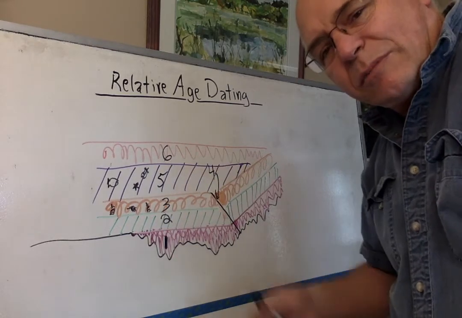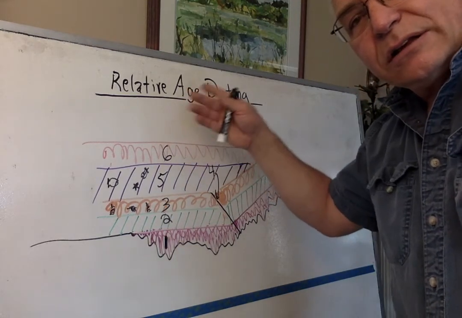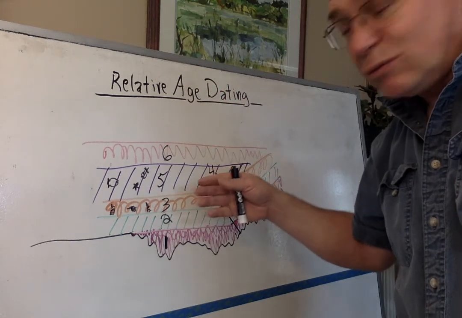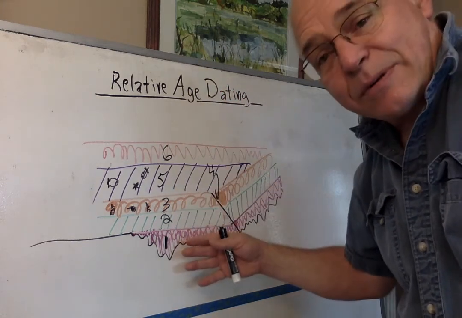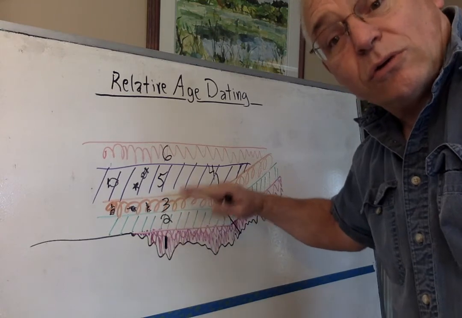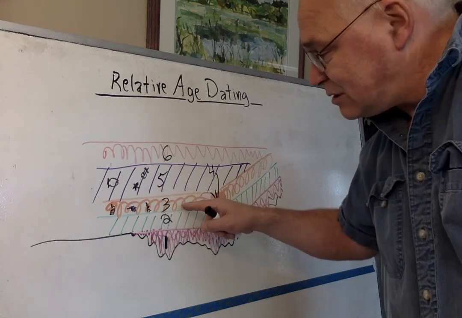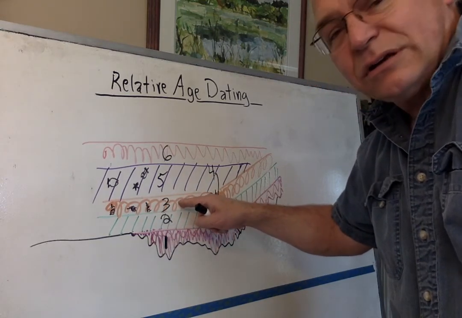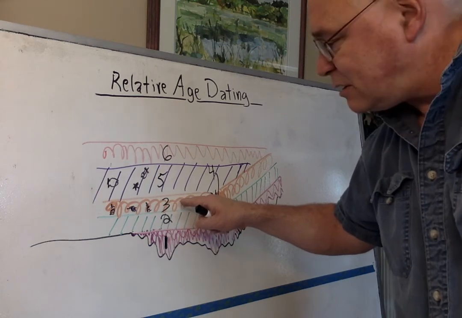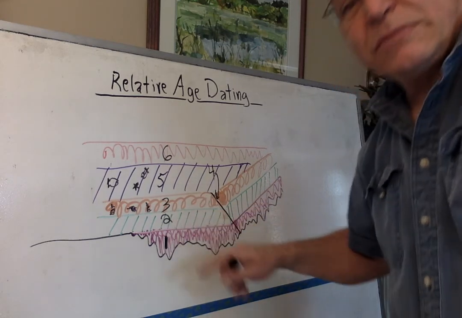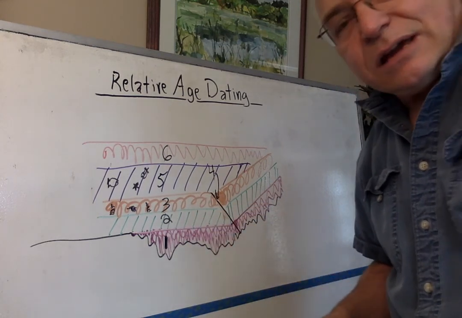So there's a quick summary of our relative age dating. Relative means we can't tell exactly when these things happened, but we can tell you the order in which it happened. I don't know exactly whether this happened 100 million years ago or 500 million years ago, but I know it happened after this one. That's called relative age dating.